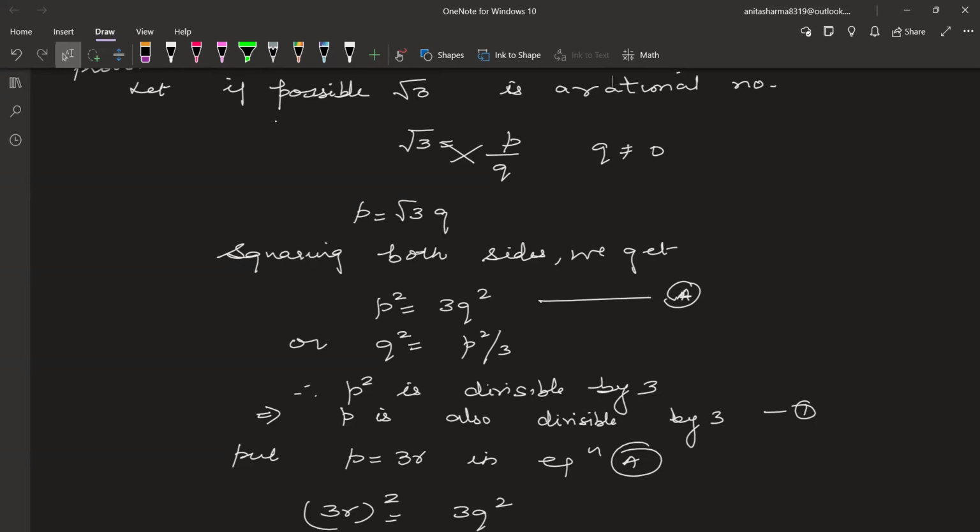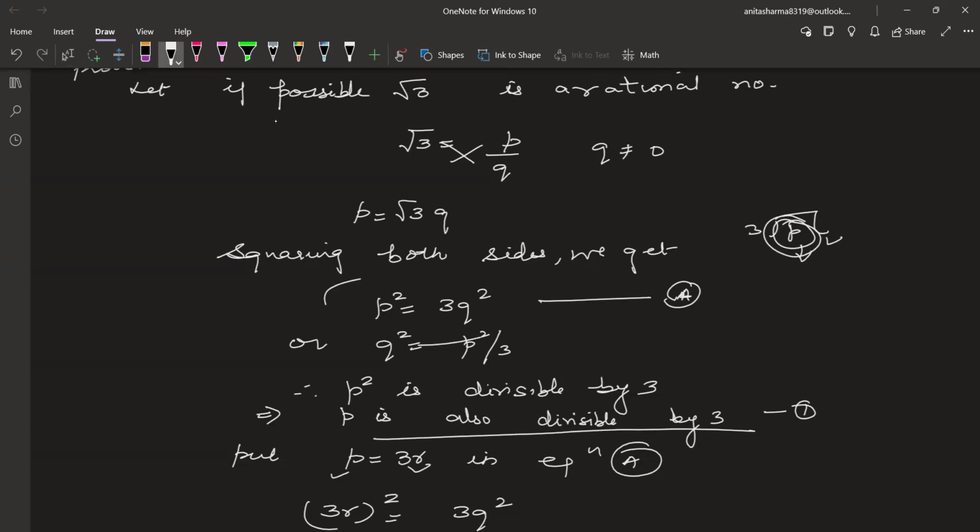Ma'am, I didn't understand the last step. Can you tell again? Yes, beta. So P is also divisible by 3. When will it be divisible by 3? Will you please tell me? When it is a multiple of 3 only, right? Yes, ma'am. So then put P is equal to 3R in equation 1.